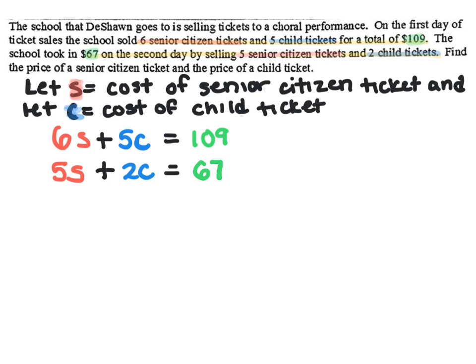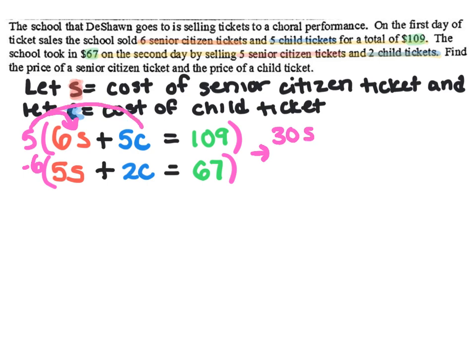Now we have 2 equations and we can solve in whatever method you want. For the purposes of this problem, it would probably be easiest if we use elimination. So if I want to solve using elimination, I have to make it so that one of the variables will cancel out. So if I choose to make the s's cancel out, I'm going to multiply the first equation by 5 and the second equation by negative 6.